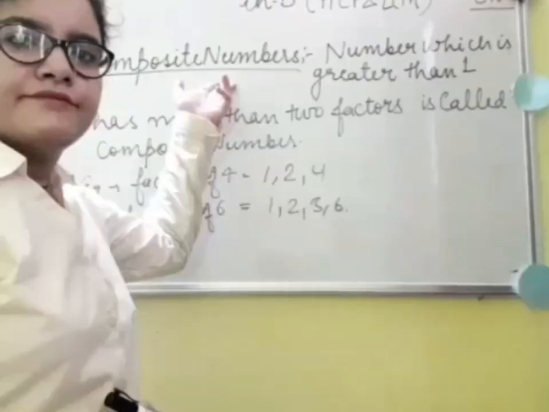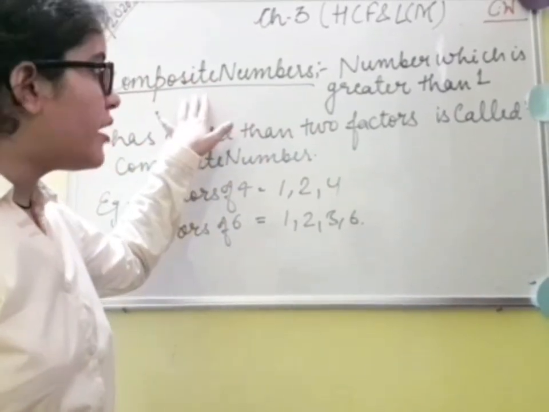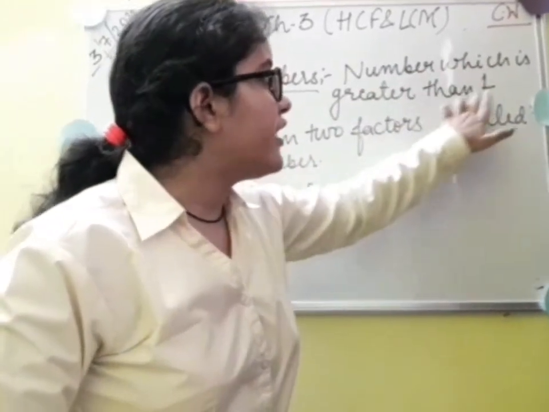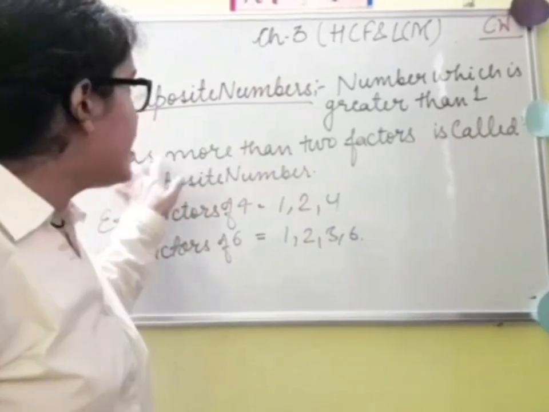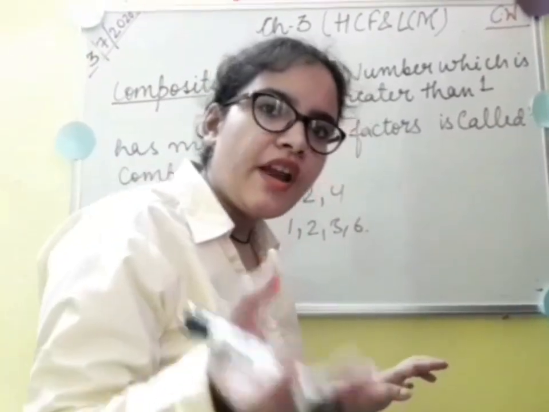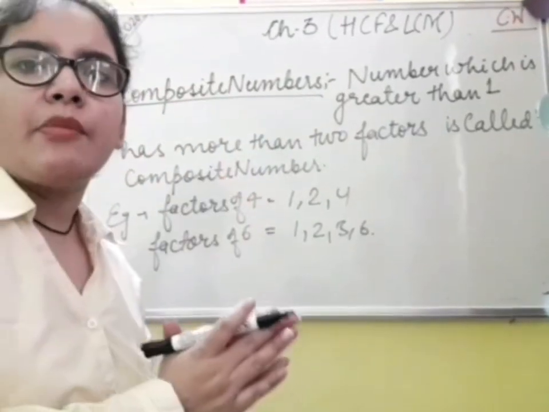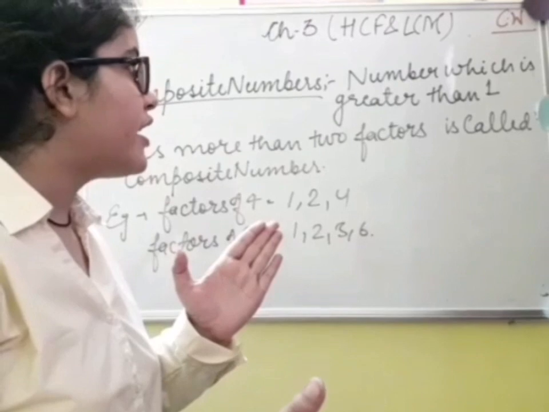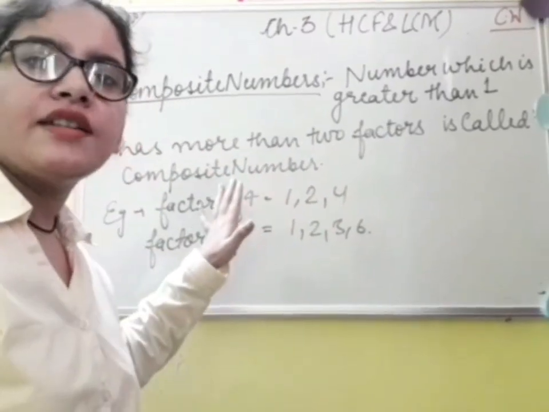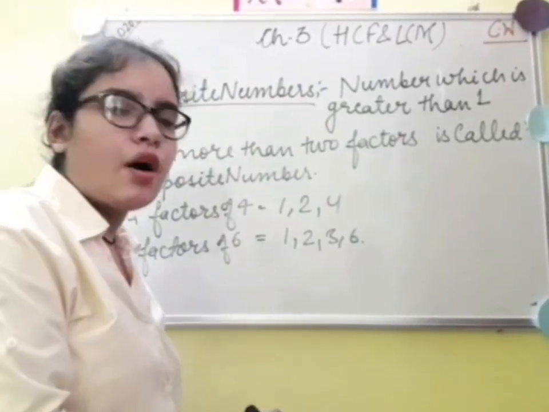Okay students, after prime numbers your next topic is composite numbers. So what are composite numbers? Numbers which are greater than 1 and have more than 2 factors. The composite number will be greater than 1 and its factors will be more than 2. Numbers having more than 2 factors are called composite numbers.